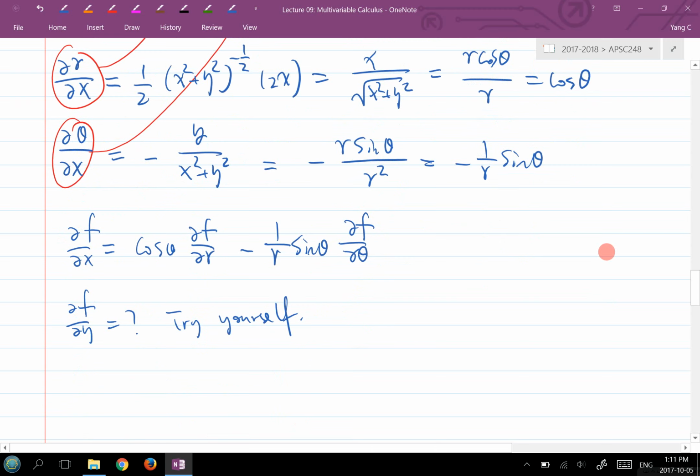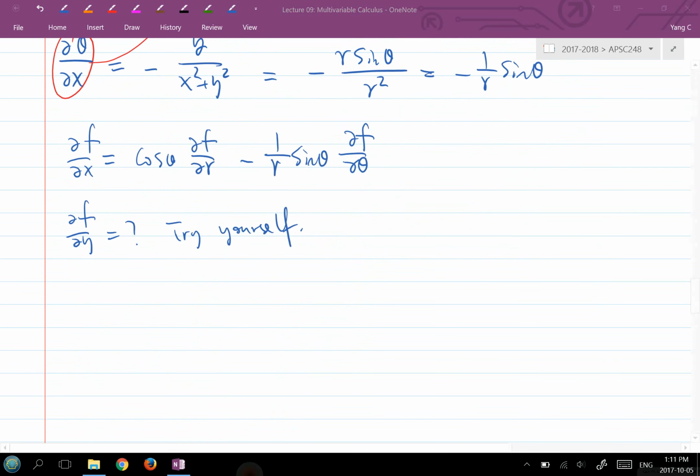Okay, so I think I'm going to skip that example. The other one is a very straightforward chain rule, not as complicated as this one here. Any questions on the chain rules? No? Good. Okay, so let's continue here.